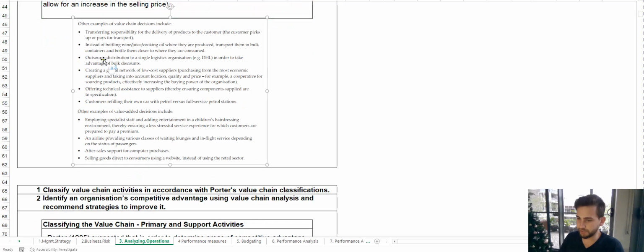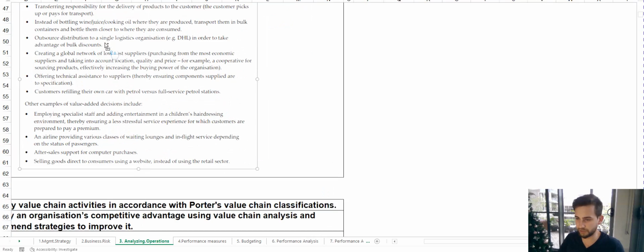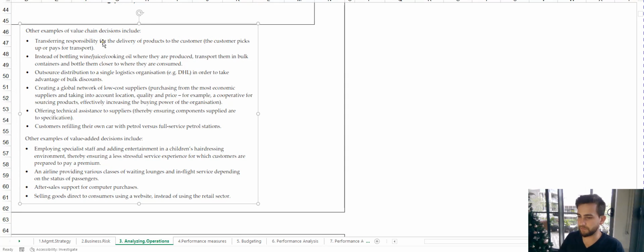So here we've got some examples from the textbook in case you weren't sure about what each of those mean yet. So value chain decisions include transferring responsibility of delivery of the products, e.g. the customer comes and picks up or pays for the transport. Number 2 example is instead of bottling the wine or juice or cooking oil or whatever it is where it's produced, transport them in bulk containers and bottle them closer to where they are consumed. So that's what Coca-Cola does.